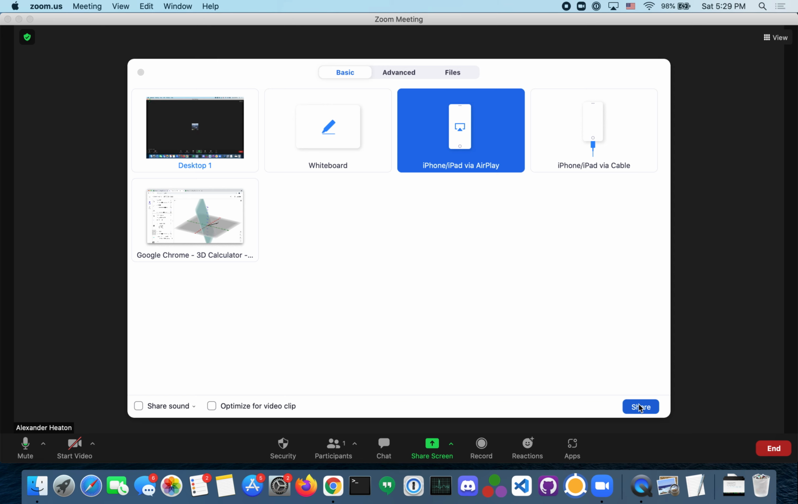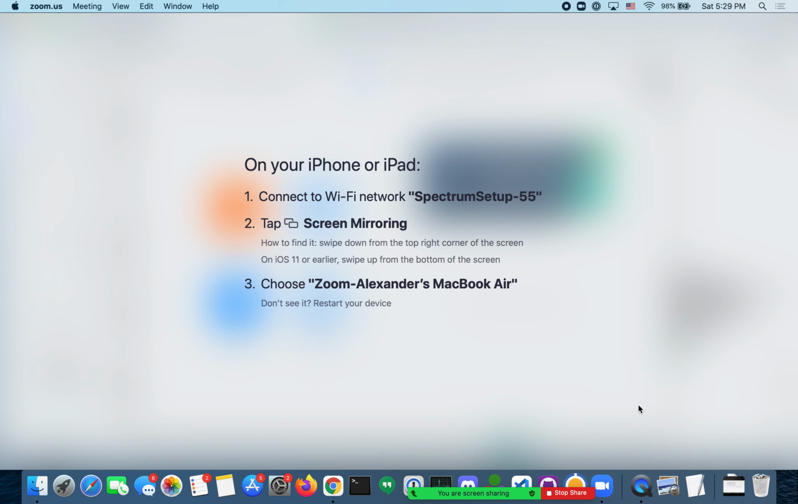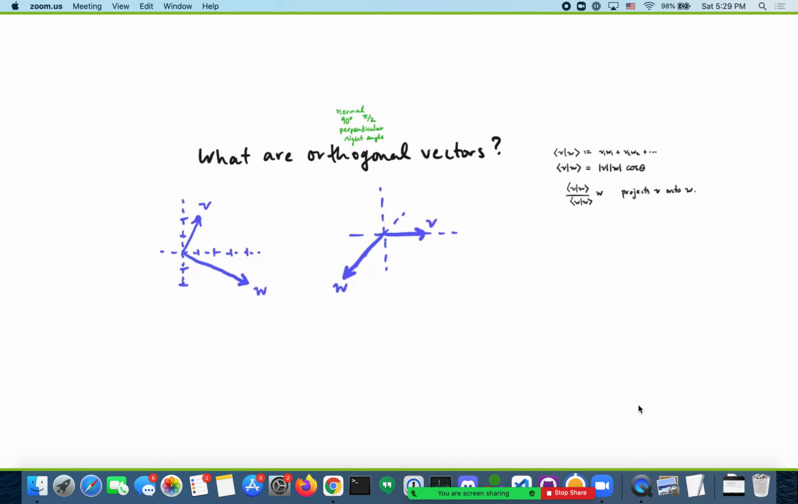Okay, so let me go back to the iPad. First question: what are orthogonal vectors? There are other words for this: normal, 90 degrees, pi over 2 angle, perpendicular, right angle, orthogonal. These are all the same idea.